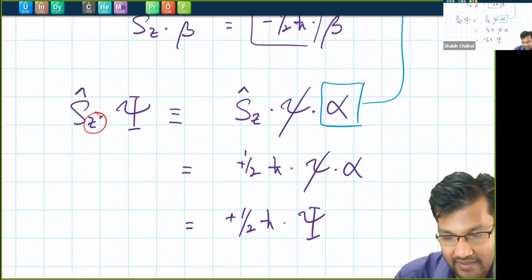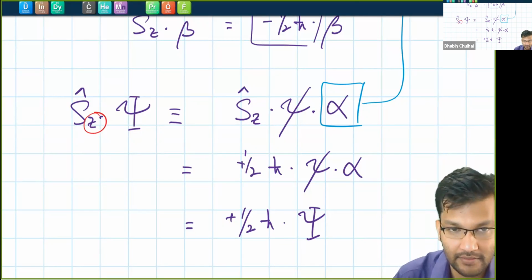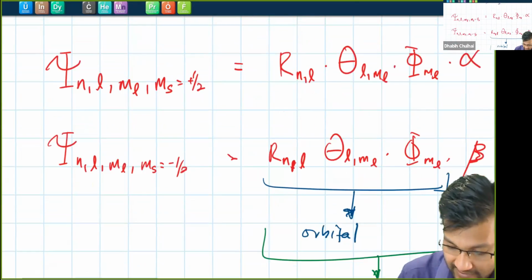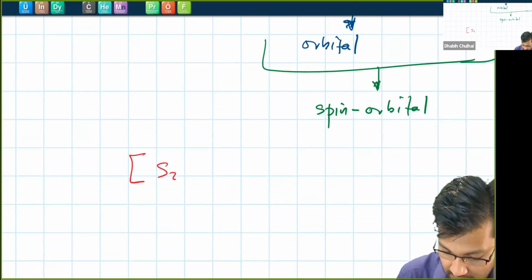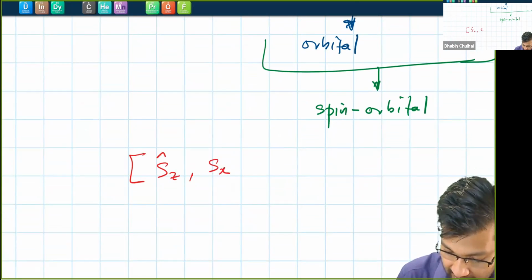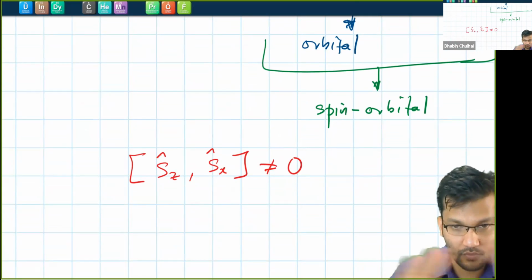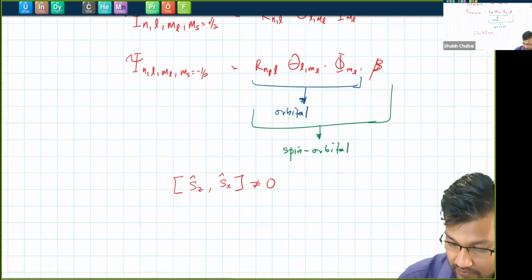That's just by convention, but it could mean any component, the X or the Y or the Z. But just like the angular momentum, you can't know the X component of the spin and the Y component of the spin at the same time. For example, this commuting with the X component will not be zero, and so on and so forth. So you can know one of the components, one of the directions of the spin, not more than one.